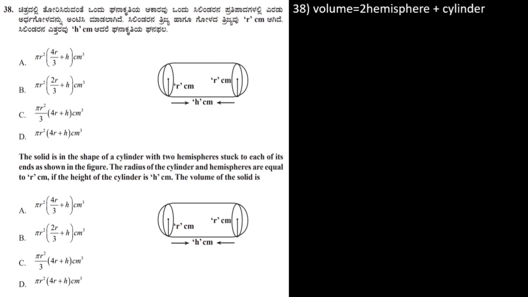That is equal to 2 into, what is the hemisphere formula? That is 2/3 pi r cube, plus pi r square h as the cylinder formula. Now 2 twos are 4, we will get 4/3 pi r cube plus pi r square h. Here we can take pi r square as common, so by taking that we will get pi r square into (4/3 r plus h). Therefore option A is the correct answer.